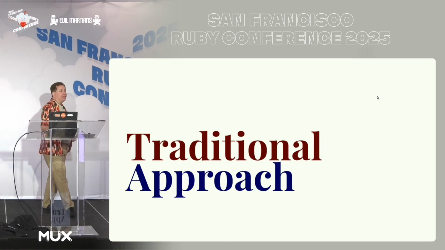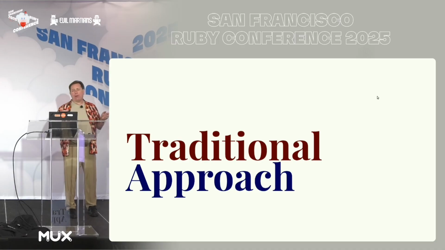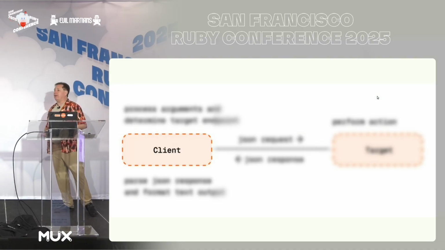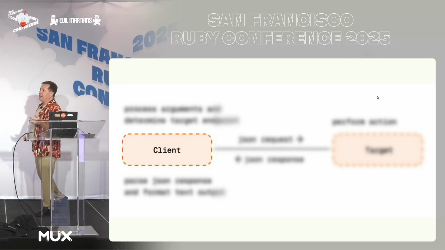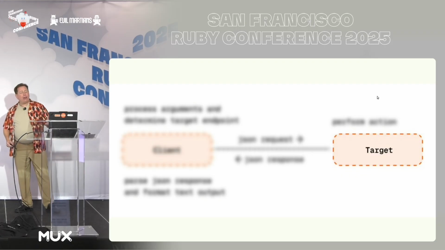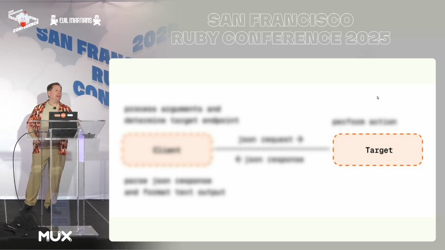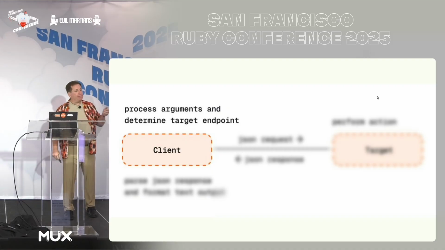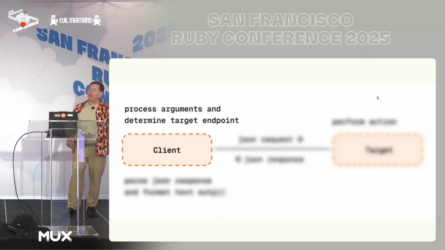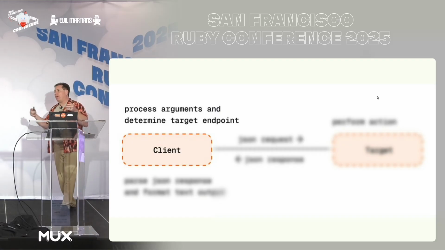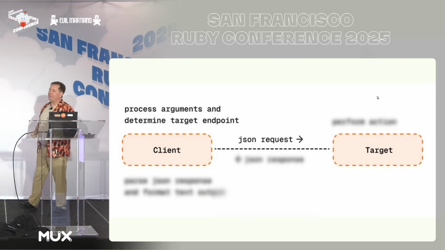Now, one way to create such a CLI is by using what I'll call the traditional approach. And here's what the traditional approach looks like. In this diagram, client is the command line program that's running on the user's machine, and target is the API endpoint that the client needs to send the request to. When you run the client, it processes the array of arguments, determines what type of request is being made, and determines what target endpoint needs to be contacted.